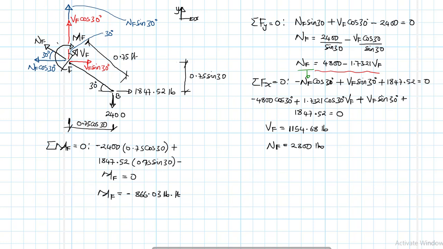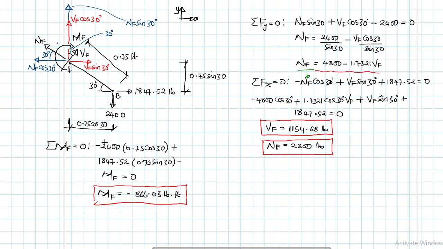Let me just circle this. So this is our MF, and this is our VF, which is the shear, and then this is the normal force. Okay, this is the normal force.